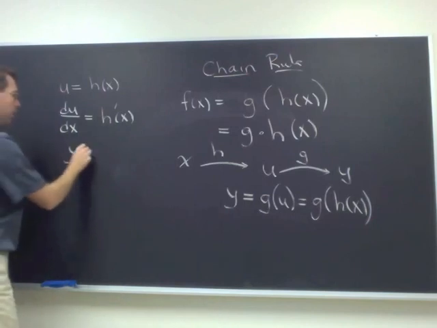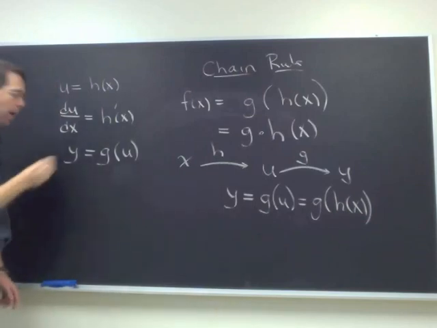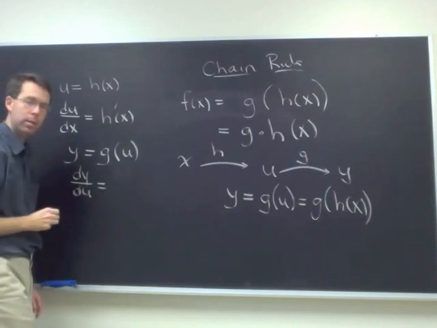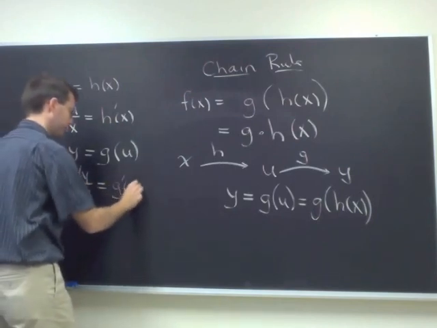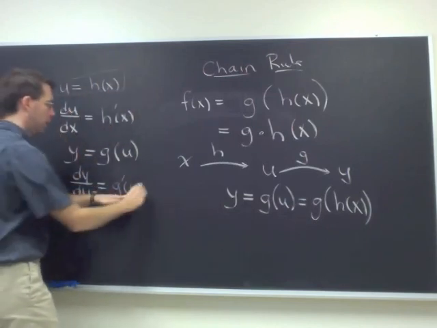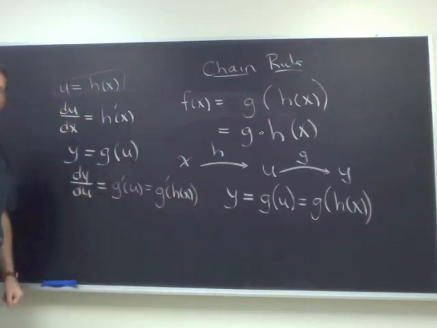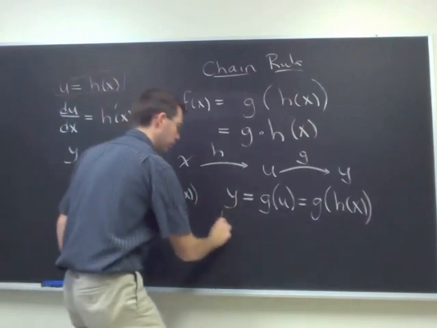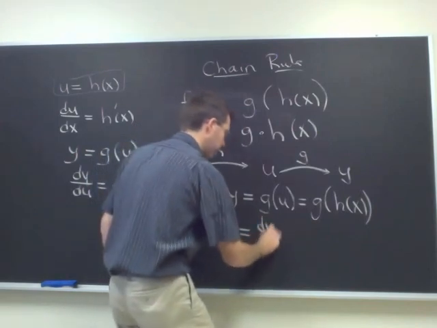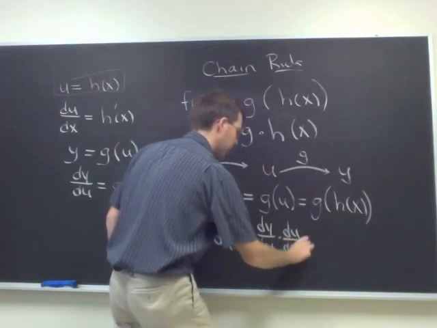If I think y is a function of u, I can calculate the derivative of y with respect to that variable. Now u came from h of x. So this is g prime of h of x. The chain rule says the derivative of y with respect to x is equal to the derivative of y with respect to u times the derivative of u with respect to x.